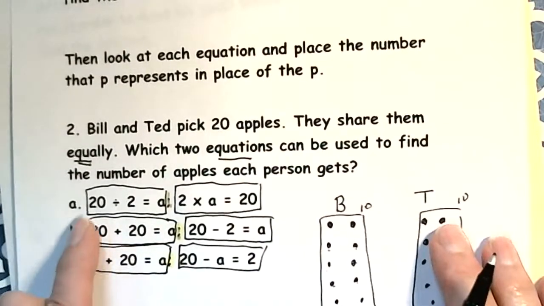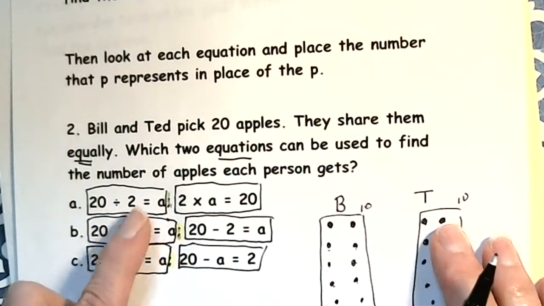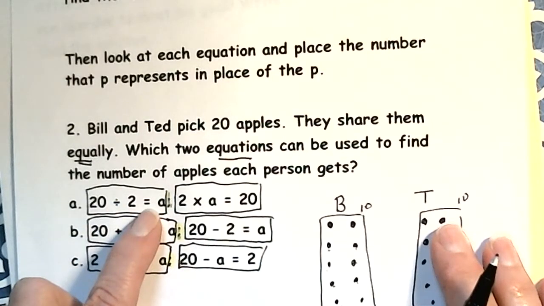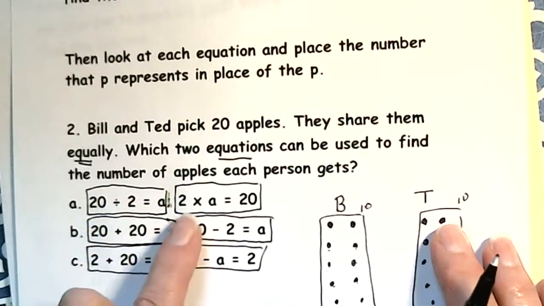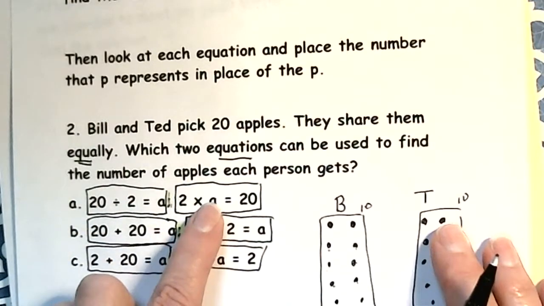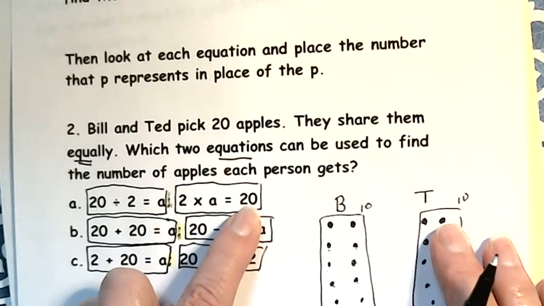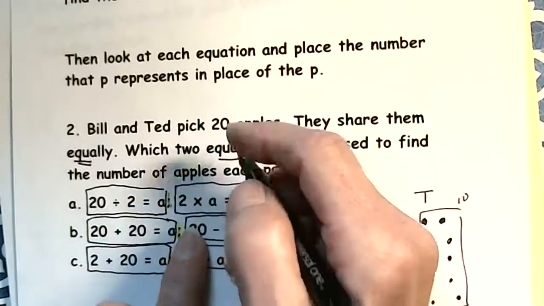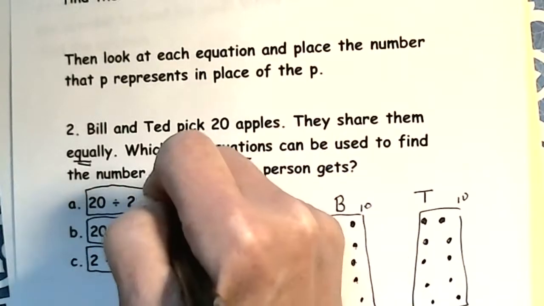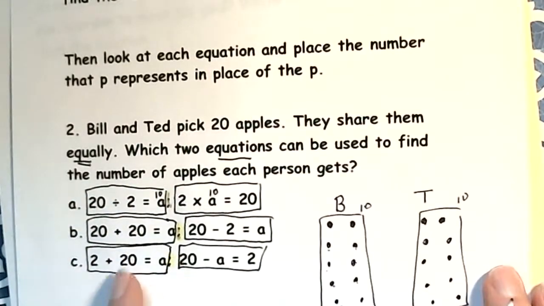divided up their apples. 20 divided by 2 equals A. Did we divide 20 by 2? We did. 2 times A equals 20. Well, 2 times what equals 20? Is it 10? 10. That would work, but let me just check.